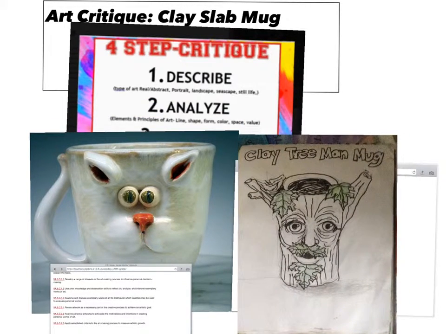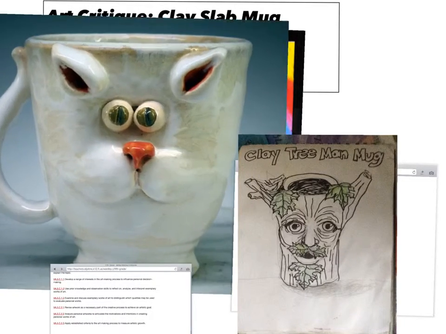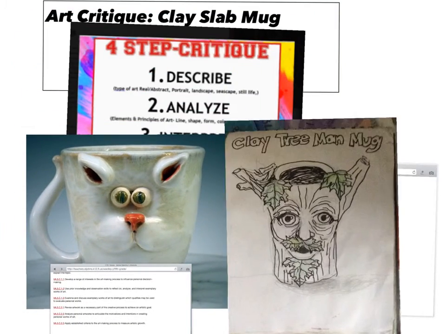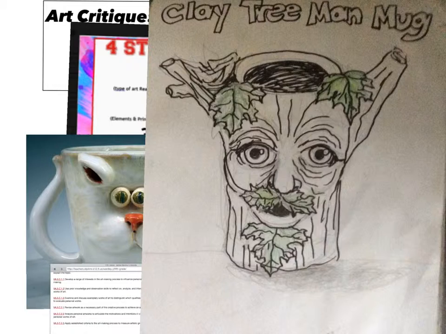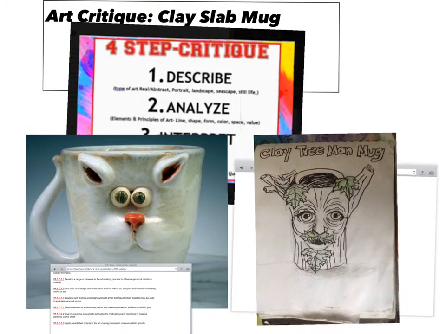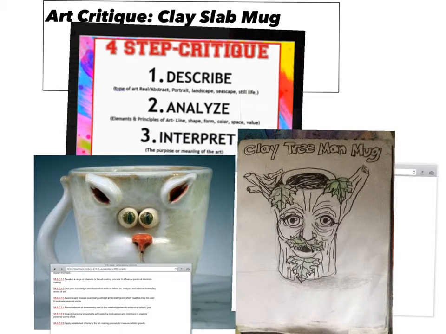Now we want to analyze. How well did they do using the elements of art? Well, their form is perfect. In fact, I think they did a much better job on their form with the kitty cat. It's so even and symmetrical. My form isn't as even, though this is just a drawing. But I think it goes with my design, so I like the way that looks.